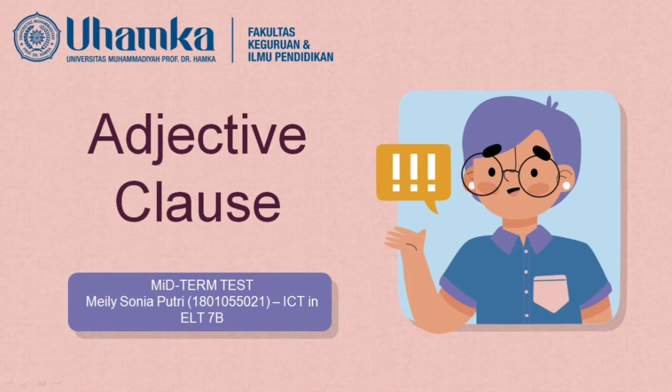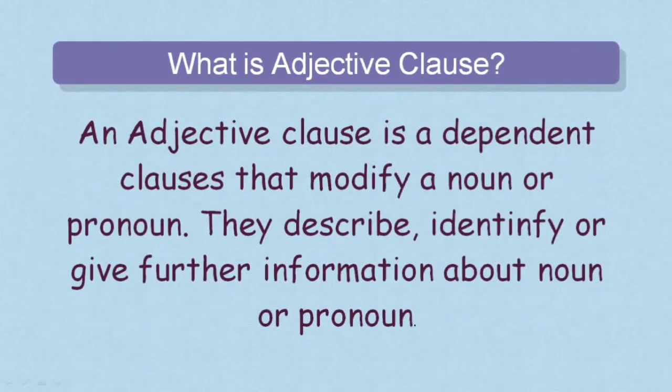Bismillahirrahmanirrahim. So what is adjective clause? An adjective clause, or we call it relative clauses, is a dependent clause that modifies a noun or pronoun. They describe, identify, or give further information about a noun or pronoun.